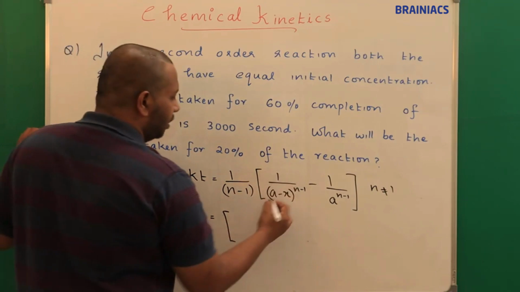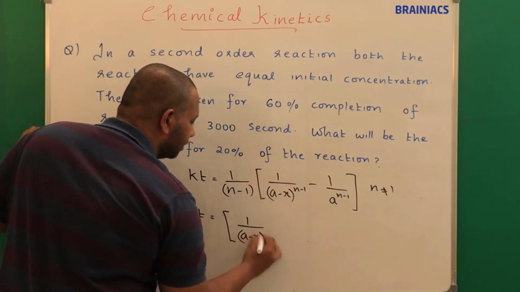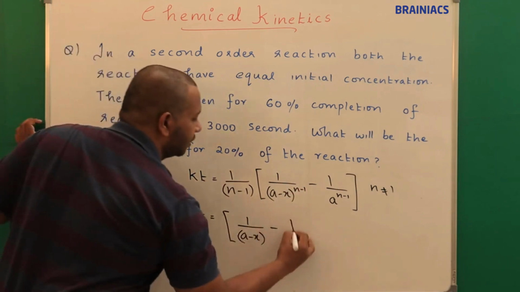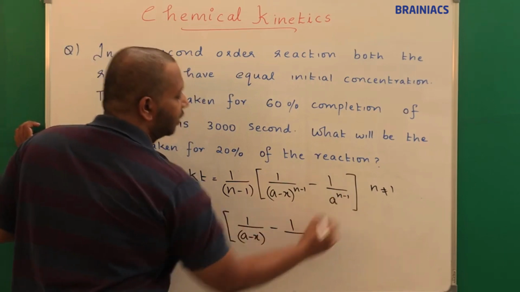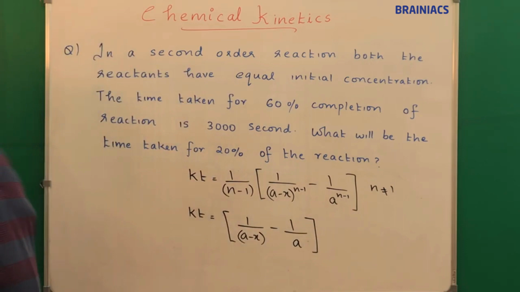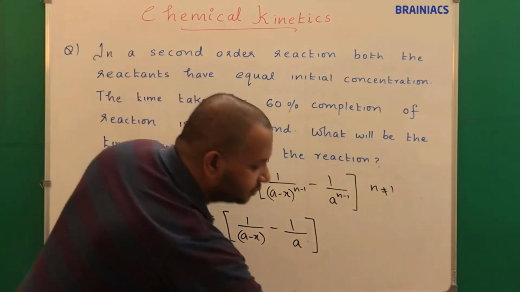Correct? Now here 1 divided by a minus x, 2 minus 1, that is 1. So I can put 1 here. Minus 1 by a power 2 minus 1, that is again 1. So this is the equation finally coming for a second order reaction. Now I can cross multiply this. On cross multiplying, what will happen?